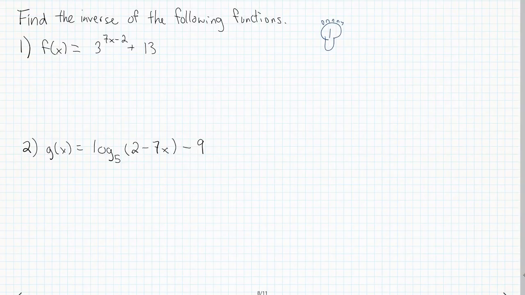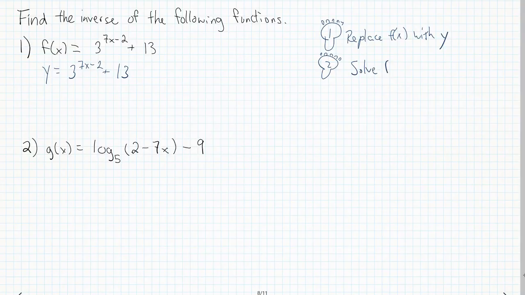Step 1 is replace f of x with y. And that's not too bad. y equals 3 to the 7x minus 2, plus 13. Step 2, this is usually the hardest step: solve for x.